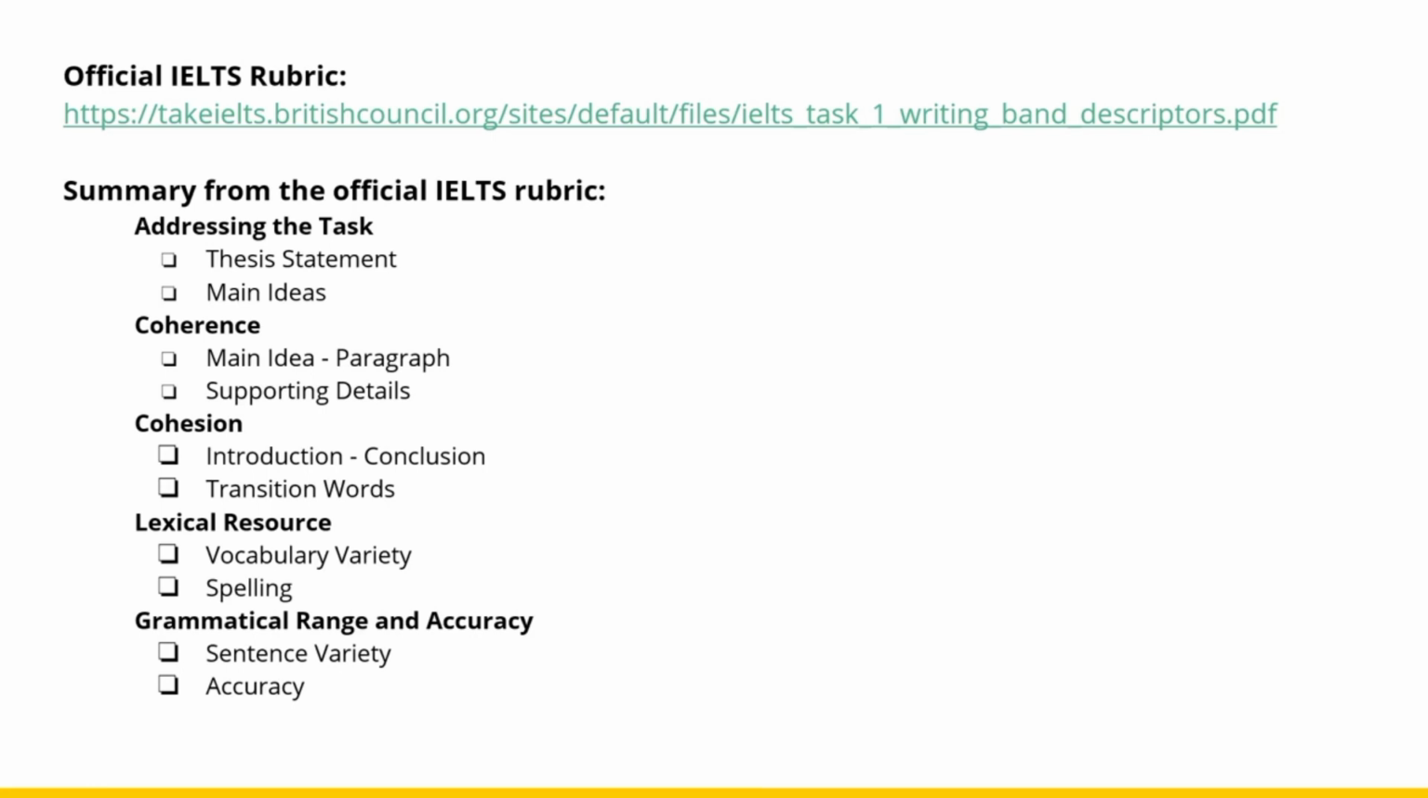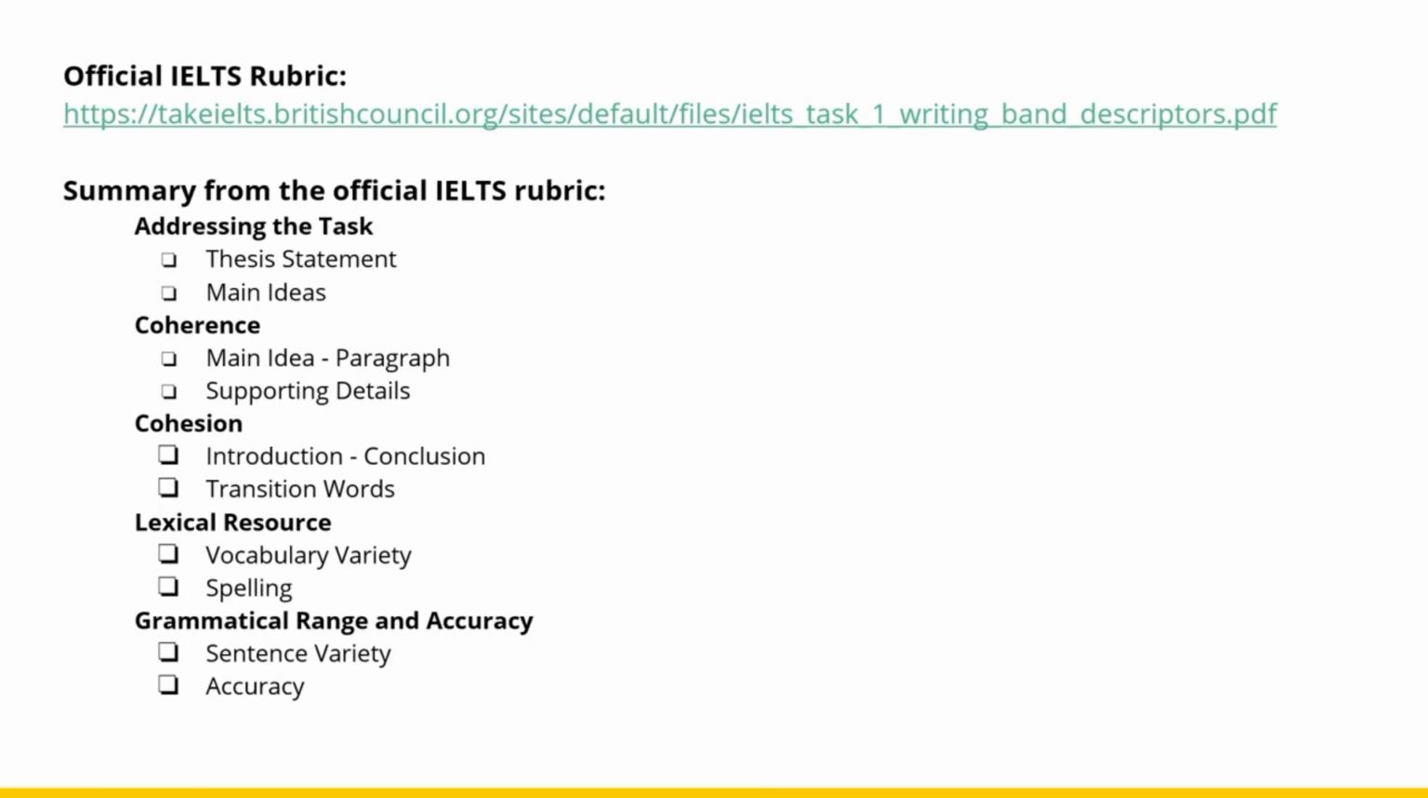Next, we have cohesion, which is an introduction, and your conclusion is restating your introduction. Transition words are words such as first of all, for example, in addition, finally, so make sure you include them. Lexical resource means that your vocabulary is not redundant, so you are not using the same words over and over again, and you are using different synonyms, or you are paraphrasing some words. Then spelling, of course, is very important, so make sure you practice very well before you take your test.